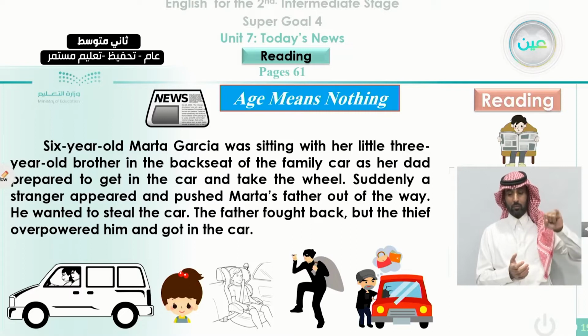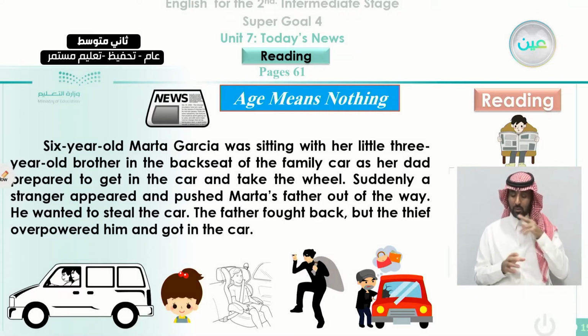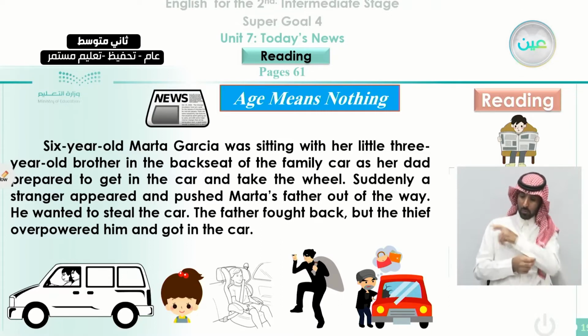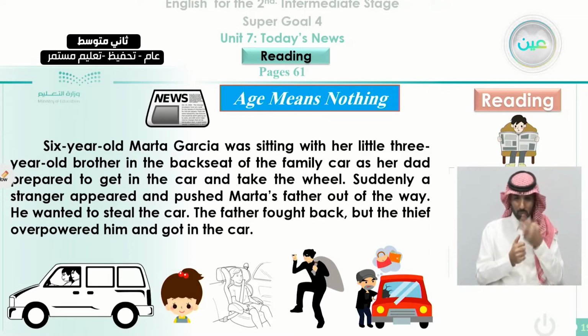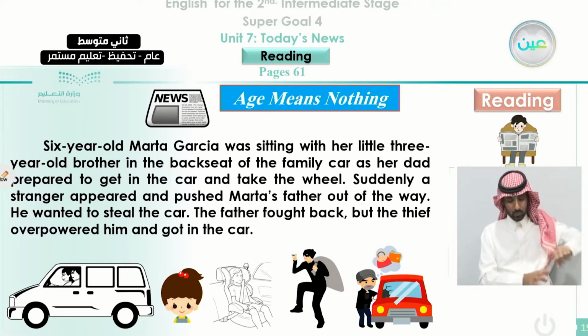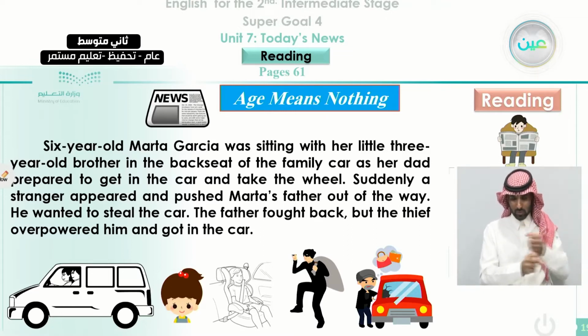6-year-old Marta Garcia was sitting with her little 3-year-old brother in the back seat of the family car as her dad prepared to get in the car and take the wheel. Suddenly a stranger appeared and pushed Marta's father out of the way. He wanted to steal the car. The father fought back, but the thief overpowered him and got in the car.